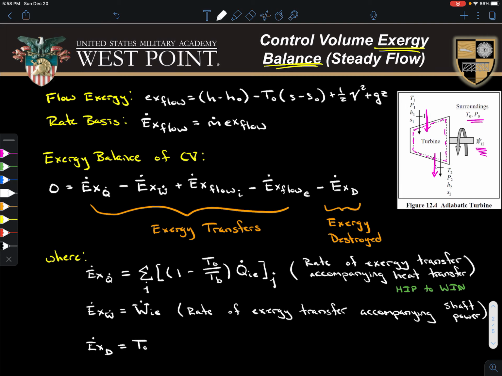And then last, a rate of Exergy destruction. So our dead state temperature, T0, times our rate of entropy production. So this is our rate of Exergy destruction due to the presence of irreversibilities.